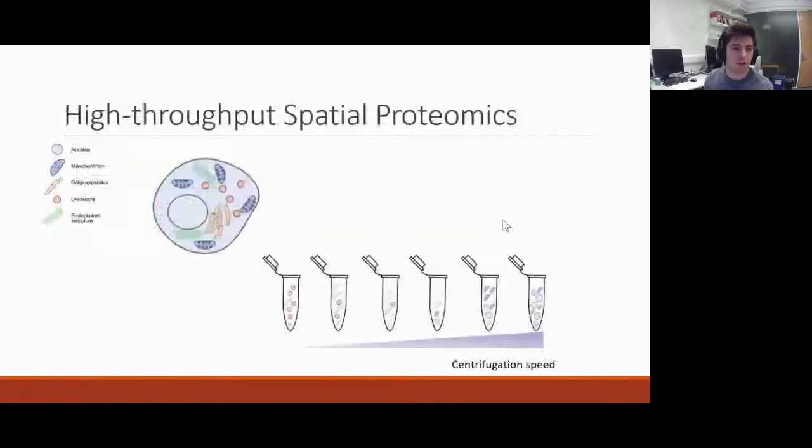So how do we perform high throughput spatial proteomics? Well, we start off with a population of cells, and we lyse them gently to keep the internal organelles intact. Then this lysate is subjected to increasing centrifugation speeds, and each fraction will be differentially abundant for different organelles based on their biochemical properties.